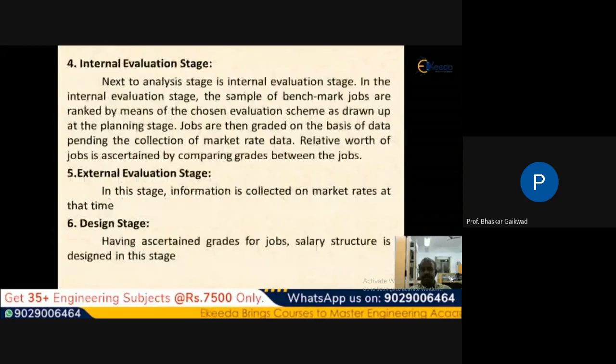The fourth stage is going to be the internal evaluation stage. In the internal evaluation stage, the benchmark jobs are ranked by means of the chosen evaluation scheme. Jobs are then graded on the basis of data banding, the collection of market rate data. The relative worth of the jobs is assigned by comparing the grades of the jobs.